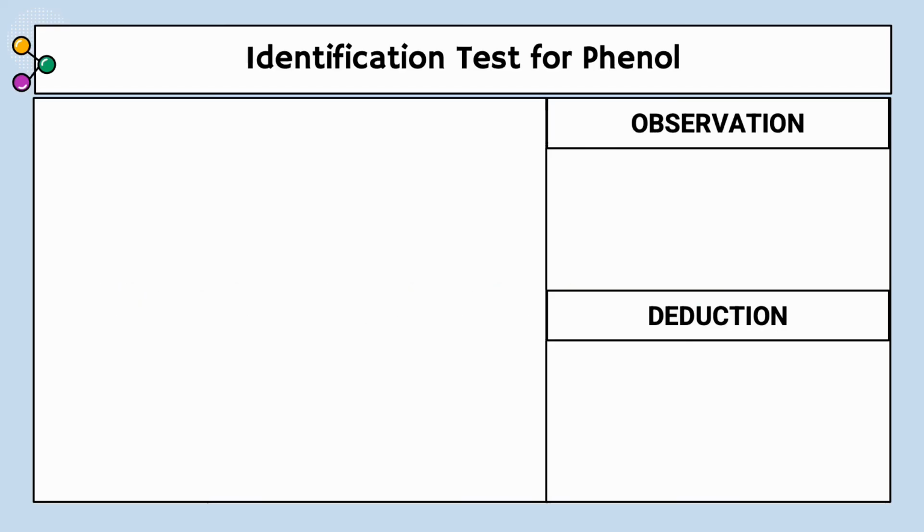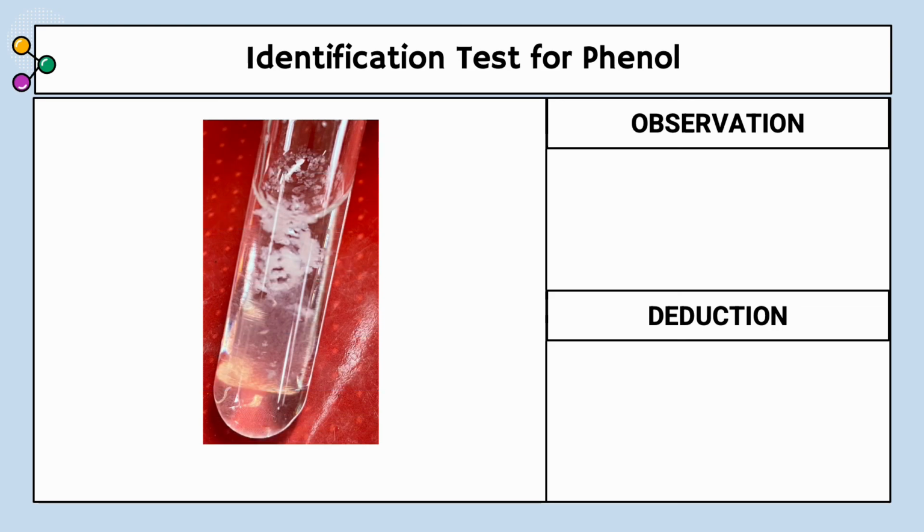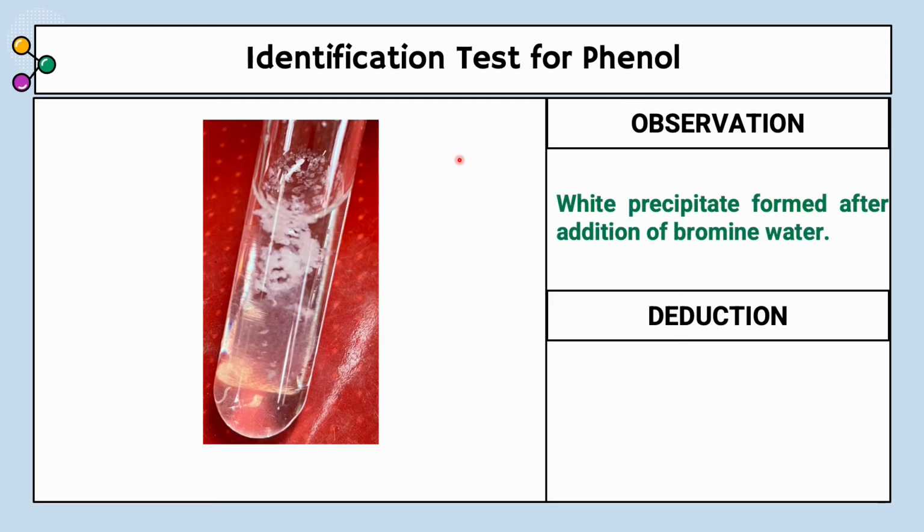Okay, so the last test yang kita akan buat adalah identification test of phenol. Phenol ini kalau kita tengok structure dia adalah aromatic alcohol. So if I take phenol, saya reactkan dengan bromine water, what I'm going to observe is white precipitate will form. So the deduction itu adalah phenol is an aromatic alcohol. Sebab apa? Sebab kalau kita reactkan alkohol itu dengan bromine water, yang akan react hanyalah aromatic alcohol saja. Aliphatic alcohol takkan produce white precipitate.